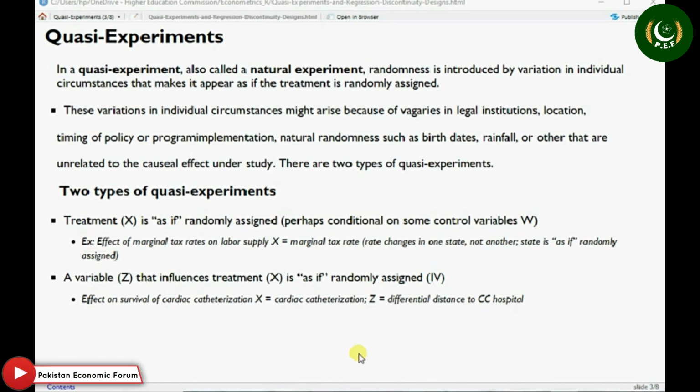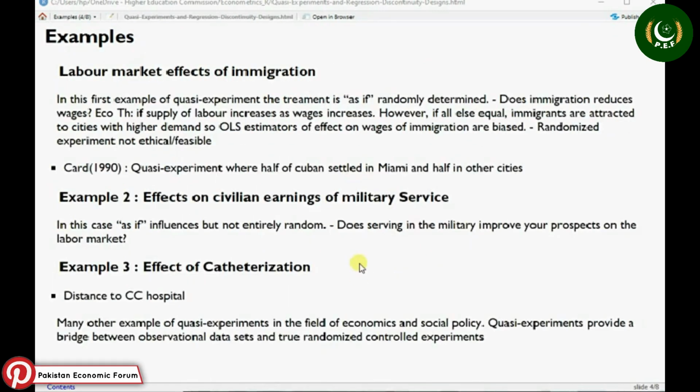There are two types of quasi-experiments. One is where the treatment is completely determined as if random. The other one is where it's partially determined as if random. In the first case we use OLS, in the second case we use instrumental variables, 2SLS. Examples of quasi-experiments.